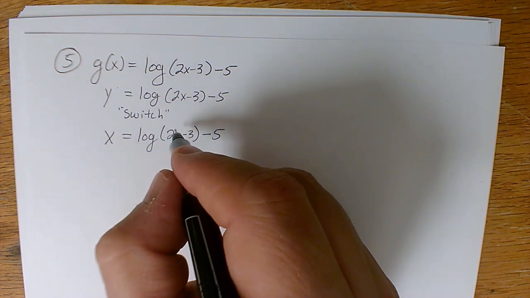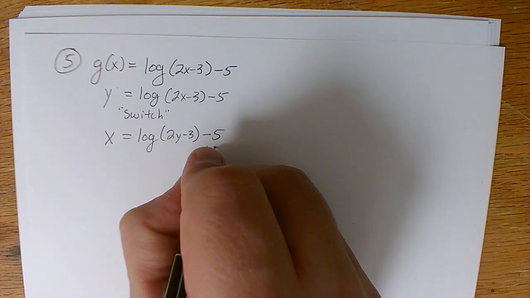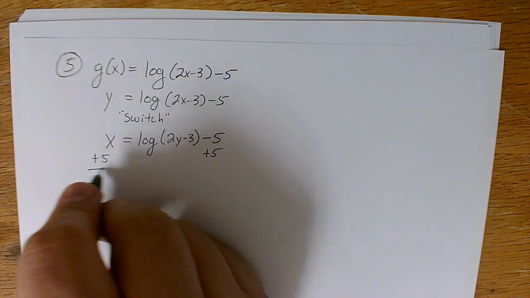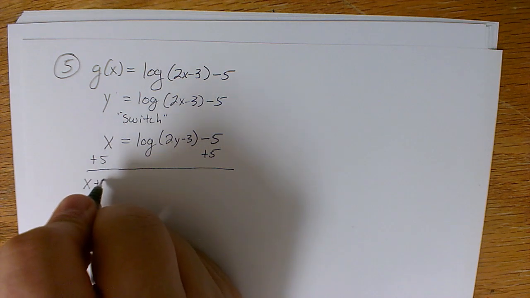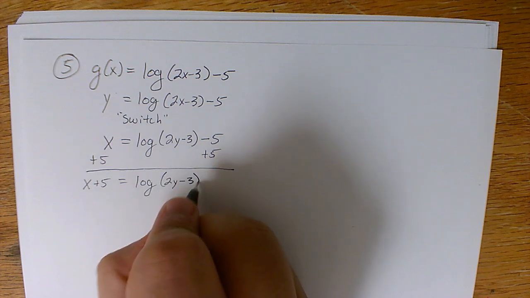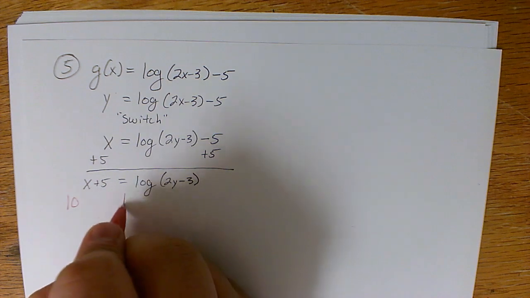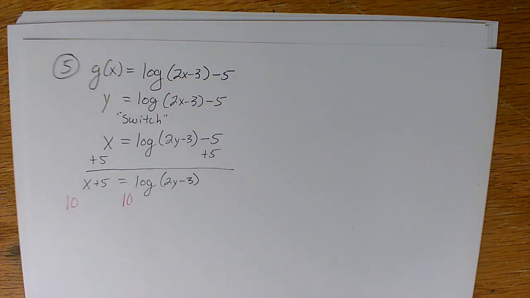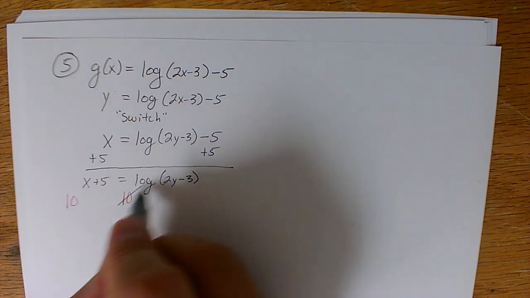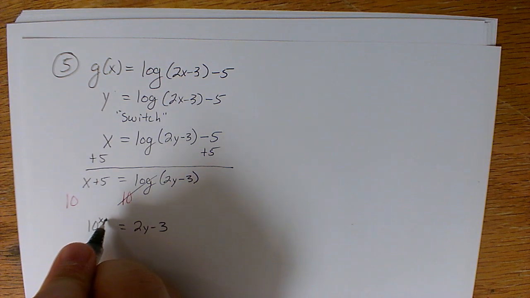Our whole goal is to get that y by itself. So if we want to get that y by itself, we need to get rid of this 5 first. So we're going to add 5 to both sides. So x plus 5 is equal to log of 2y minus 3. Now the log is by itself, and since there's a hidden base of 10 on the bottom of that log, we're going to exponentiate both sides by the number 10 to get the y out of the log. So this would end up being 2y minus 3 is equal to 10 to the x plus 5 power.